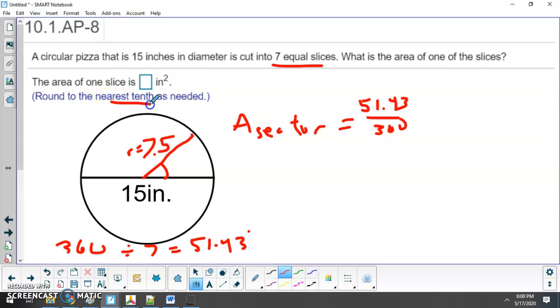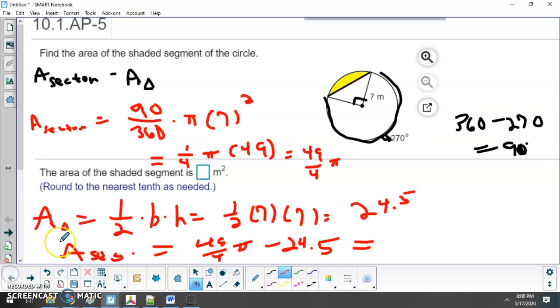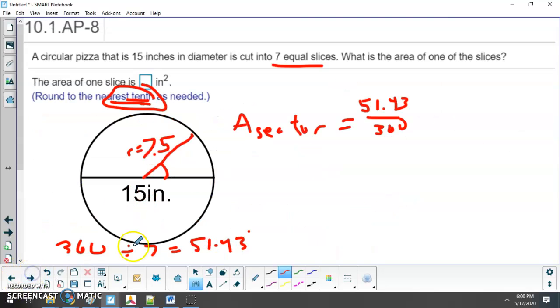My answer needs to be rounded to the nearest tenth. Okay, pay close attention to that. That was actually the same thing on the last problem, nearest tenth. So that means 1 decimal place you need to have in your answer. Okay, so this is 51.43 over 360. Okay, and you're just multiplying it by pi times r, which is this 7.5 squared. Okay. Nothing's going to reduce here very nicely.